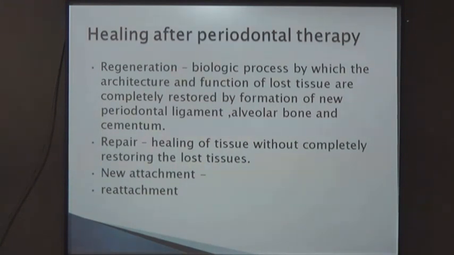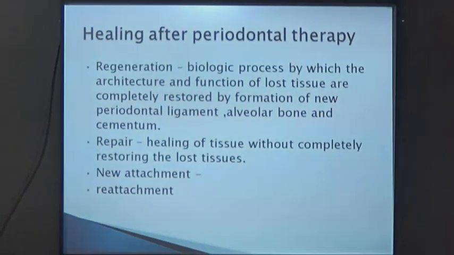Repair is healing of tissue without completely restoring the lost tissue. For example, if there is a recession in that area, after doing a scaling, inflammation in that area will be reduced, but it is not going to get back to the CE junction. That is only a repair. Whereas if you do a GTR or graft, you will get the tissue restored to the CE level. That is regeneration. So you should know what is regeneration. In repair, the lost tissue is lost only, whereas in regeneration, all this attachment apparatus will be regenerated.